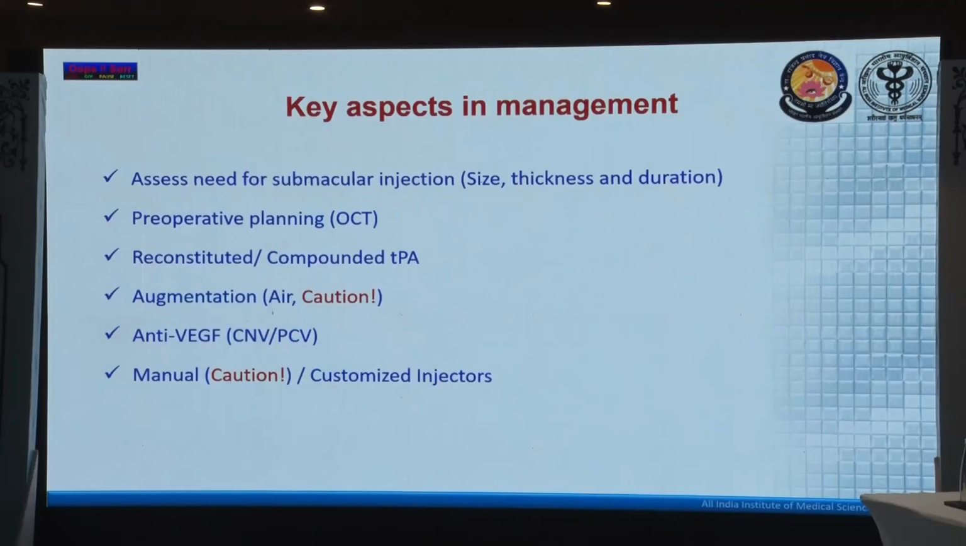My only 2 cases in which foveal blowout happened were with air, because with manual injection it is difficult to control the injection of air. You have that resistance, and then there is a give way, which may not happen with the micro injector. So if you are doing it manually, then I would suggest doing it without subretinal air. Thank you.